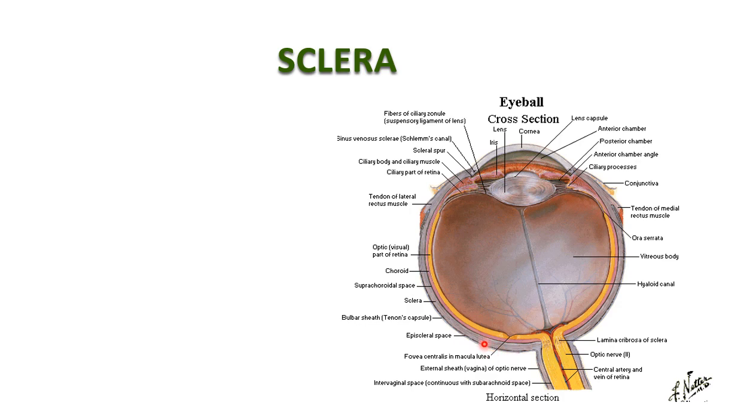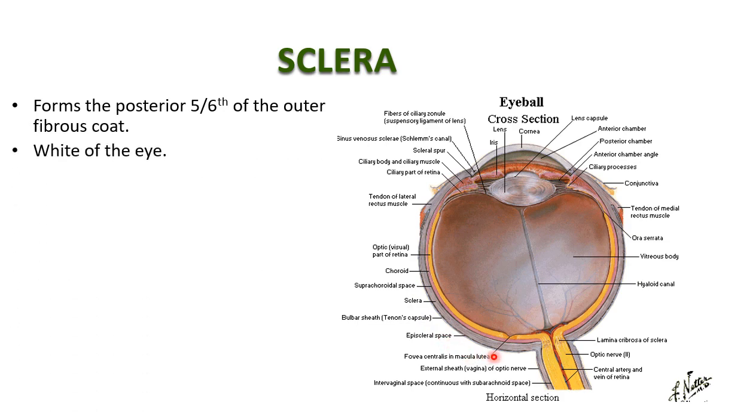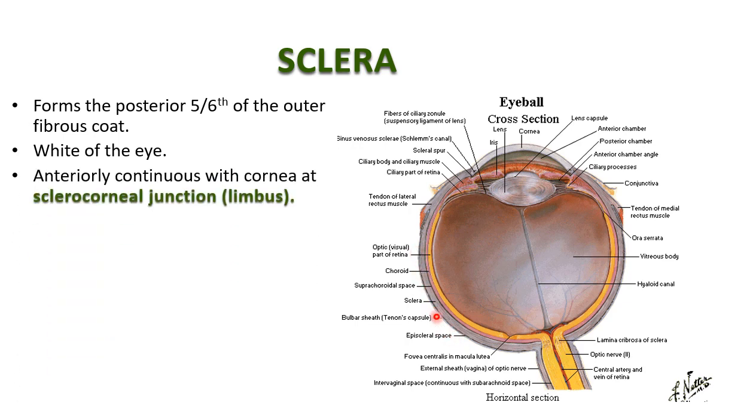The sclera is a tough fibrous coat because it is mainly made up of dense collagen fibers, and it forms the posterior 5/6 of the outer fibrous coat. You call it the white of the eye, what you see anteriorly between the palpebral fissure. The sclera is continuous anteriorly with the cornea, and the junction between them is called the sclerocorneal junction. There is also a sulcus called the sulcus sclerae.